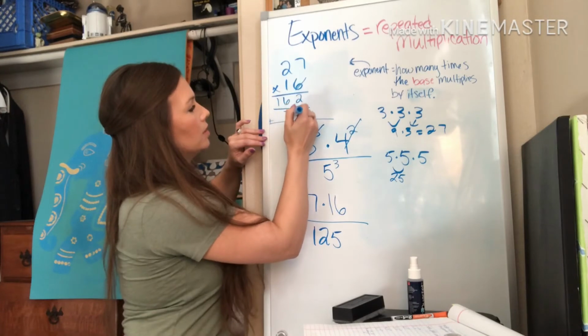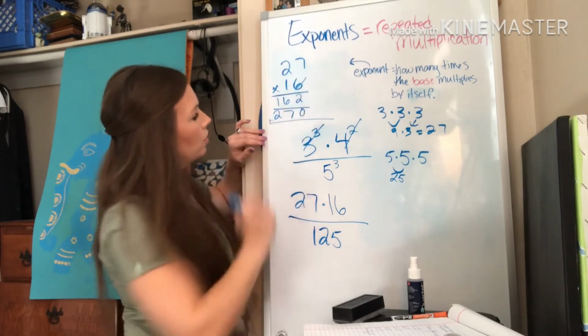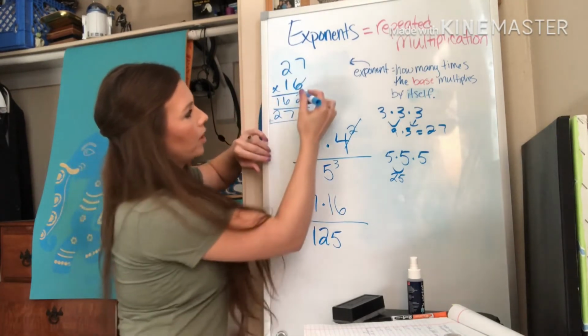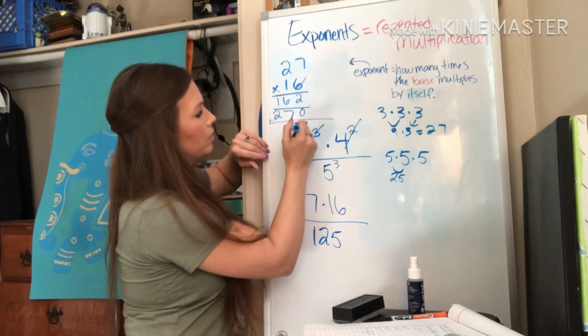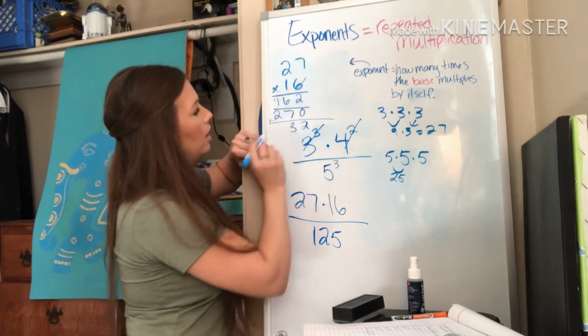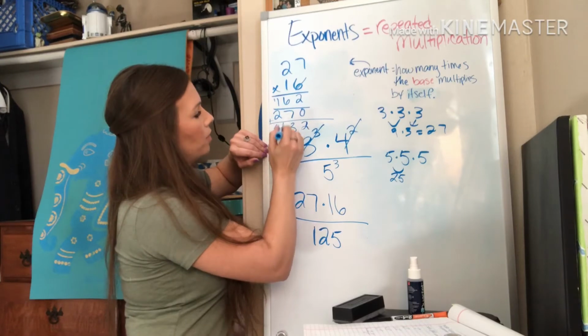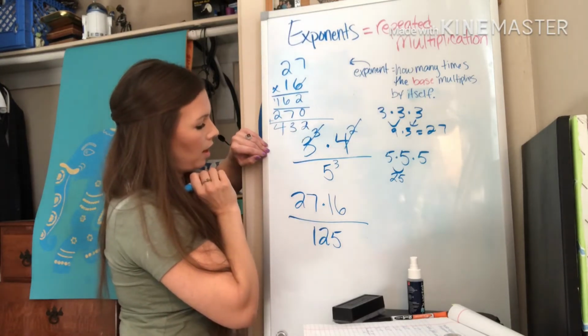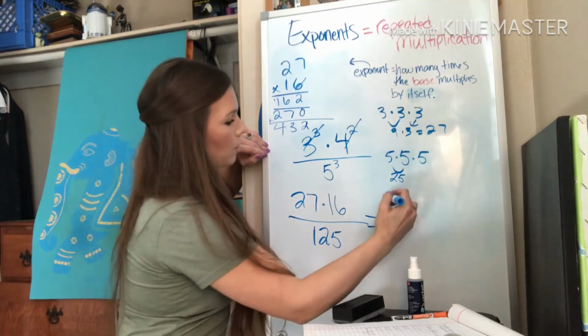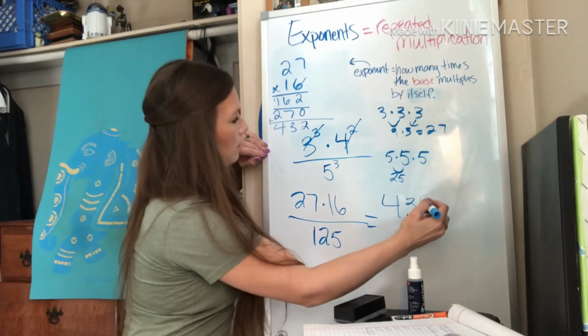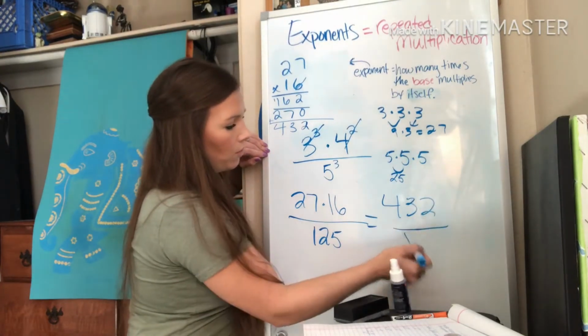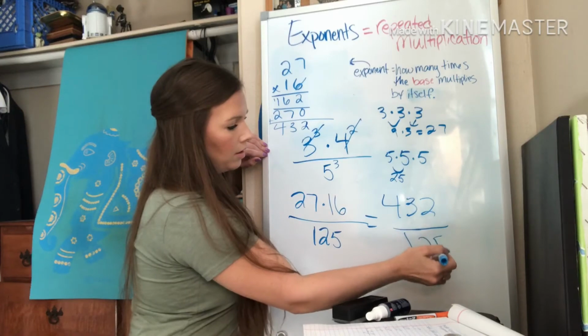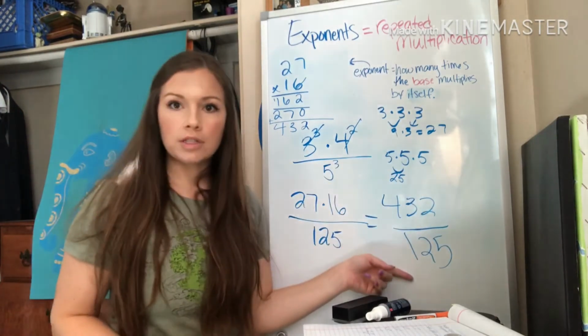So 1 times 7 is 7. 1 times 2 is 2. Now I add them up, right? 2 plus 0 is 2. 6 plus 7 is 13. And 2 plus 1 plus 1 is 4. Okay, so now we're going to have 432 over 125. Okay, you guys see that down there?